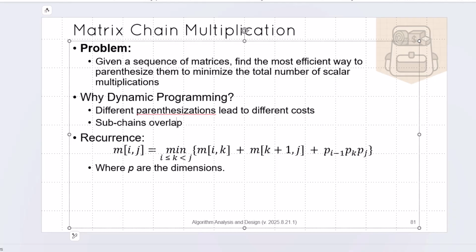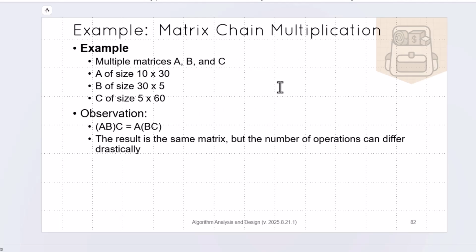Subchains overlap. So the recurrence is: m of i j is the minimum of m of i k plus m of k plus 1 j plus p sub i minus 1, p k, p j, where the p are the dimensions. Okay, so what does this mean really in a practical example?